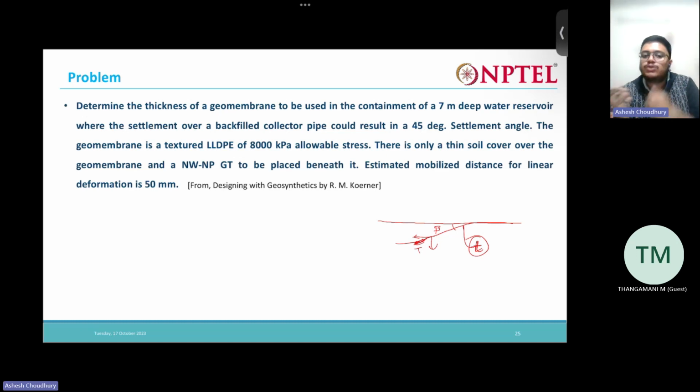The main purpose is that we need to choose the thickness. You need to choose a geomembrane with the proper thickness such that it can sustain the possible settlements without failing, that is, without tearing. Everything is given: the settlement angle is given, the geomembrane is textured LLDPE, 8000 kPa allowable stress is given. It is only a thin soil cover over the geomembrane. Estimated mobilized distance for a linear geomembrane is 50 mm. So directly we'll just use the formula of thickness.